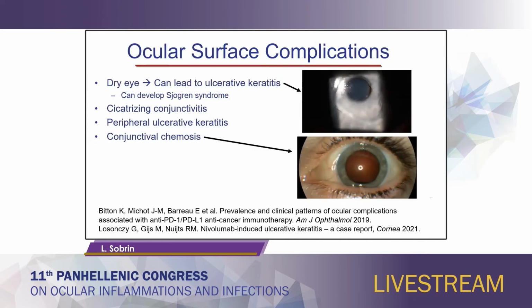On the ocular surface, the most common complication is dry eye, and it can be mild, but it can also be severe and lead to ulcerative keratitis, as in this patient who developed a large central corneal ulcer. Patients can develop Sjogren's syndrome systemically, and this is something that should be checked for. Patients can also develop cicatrizing conjunctivitis and peripheral ulcerative keratitis, although these are more rare. And patients often will get conjunctival chemosis with or without anterior uveitis. Here's one of my patients who had anterior uveitis and also had persistent chemosis even after resolution of the uveitis.